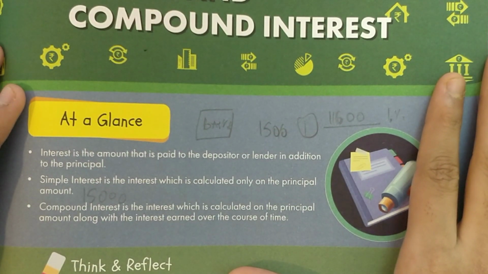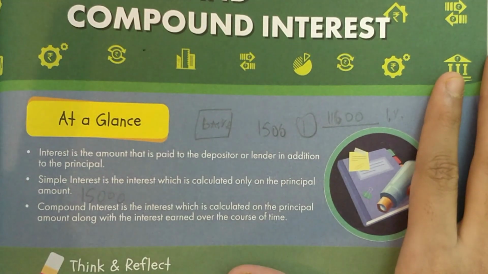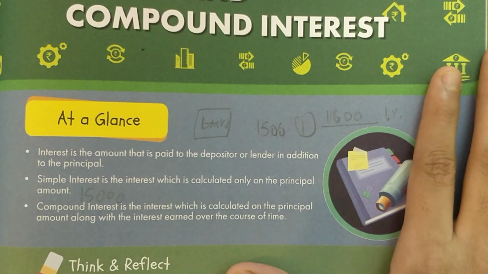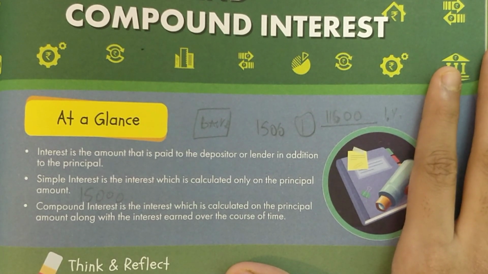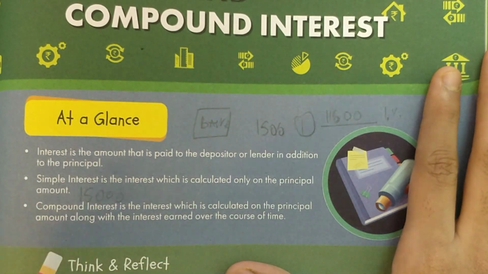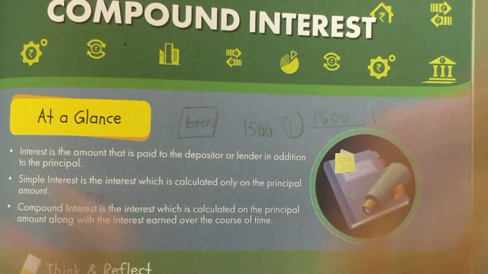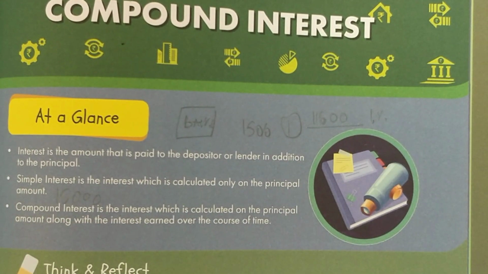Interest is the amount that is paid to the depositor or lender in addition to the principal. Whatever amount you are giving to the bank is called the principal, and the interest is what the bank gives you when you put the money in the bank. Now, simple interest and compound interest, there are two of them. It's not that very different. I'm going to say it in very simple words.